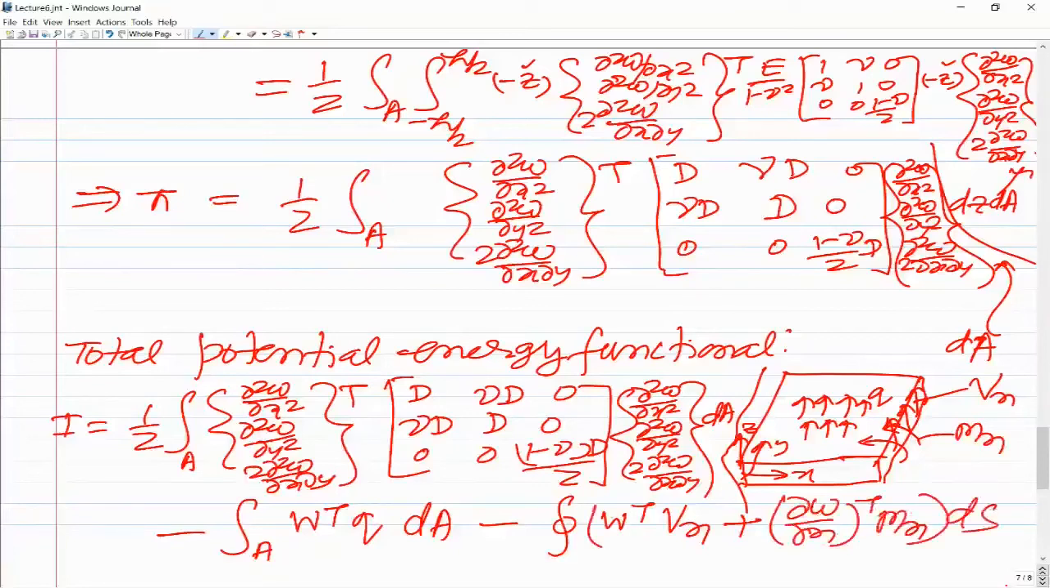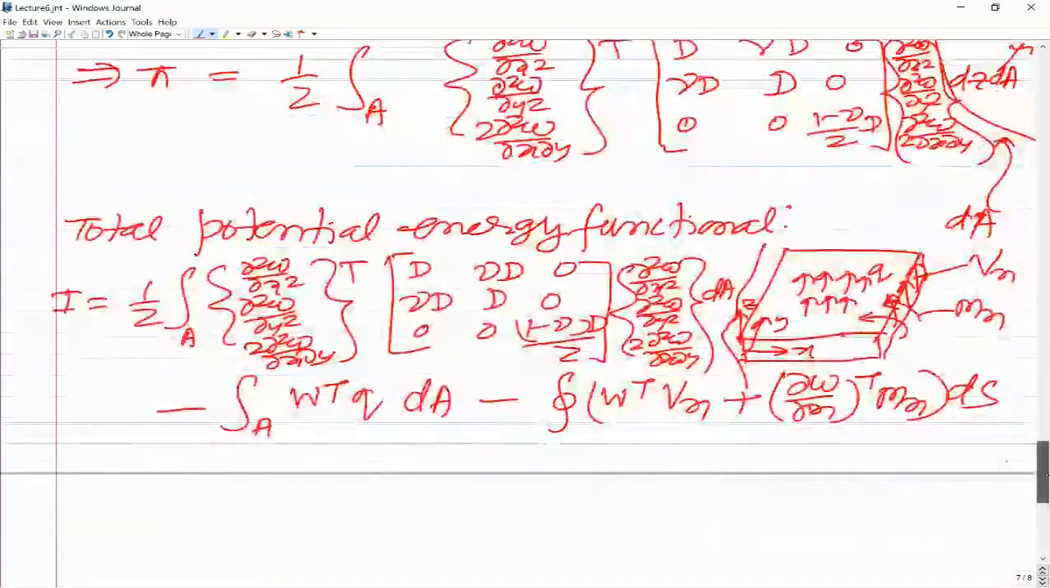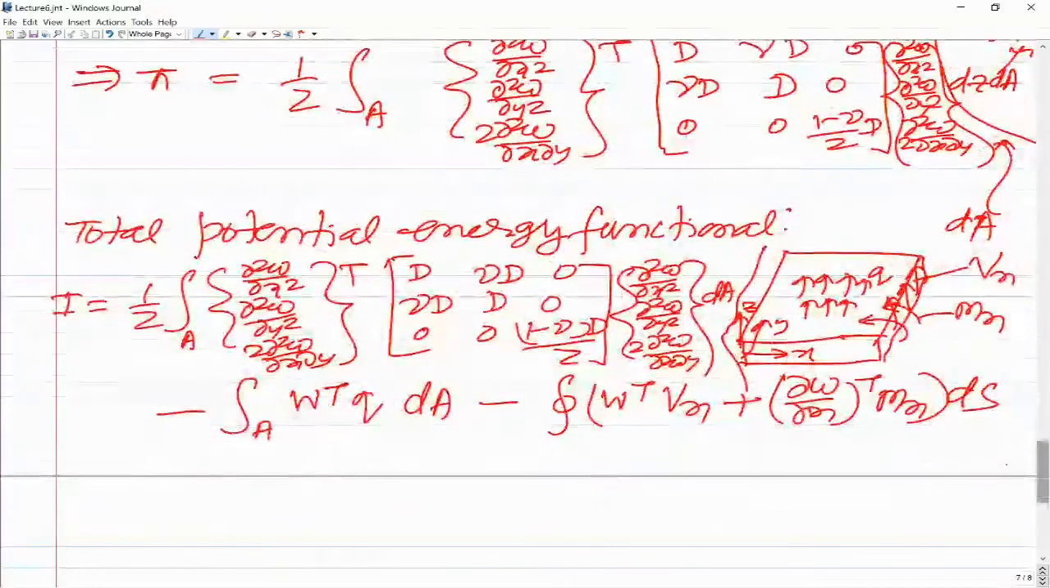So this is the potential of all the external applied loads. That is Q, force per unit area. Vn is the boundary force per unit length along the z direction, and Mn is the moment on the boundary per unit length again. So ∂w/∂n into Mn gives you the work done, and then negative of that gives you the potential. So this is the total potential energy functional for this problem.